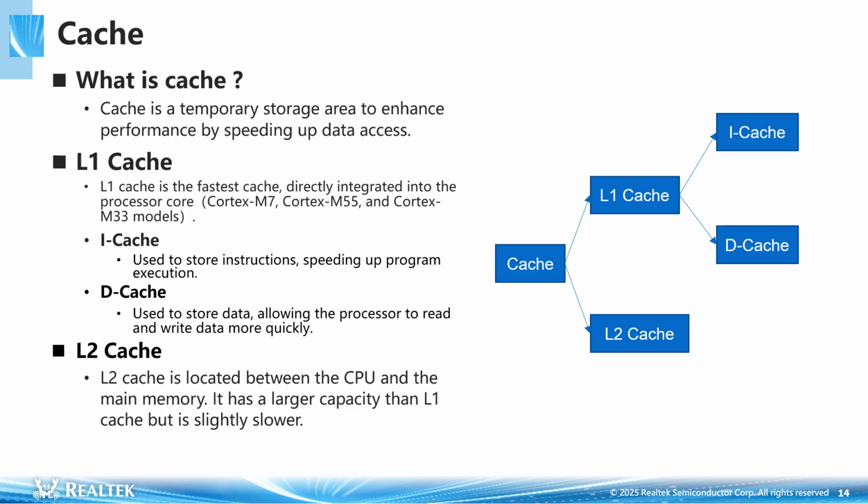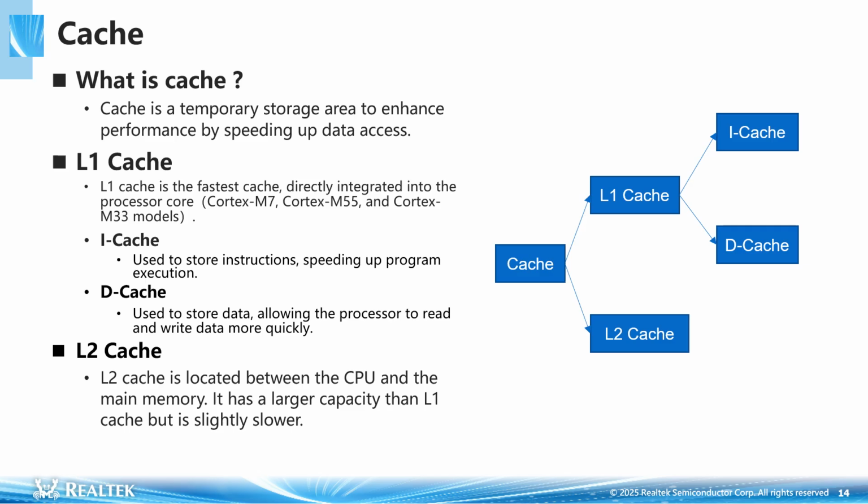It is typically split into 2 parts, the L1 instruction cache and the L1 data cache. These caches are small in size but extremely fast, storing frequently accessed instructions and data. In ARM Cortex-M series processors, not all models include separate I-cache and D-cache. L1 caches are typically found in Cortex-M7, Cortex-M55, and Cortex-M33 models.